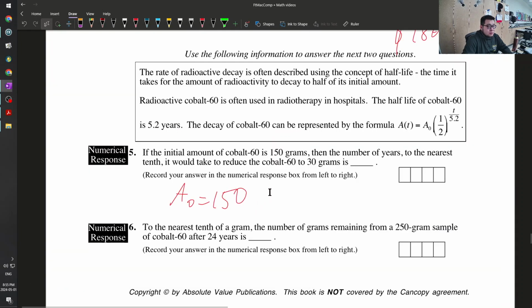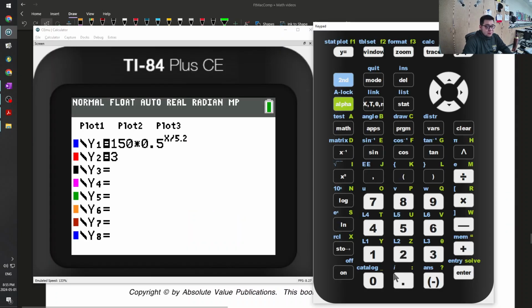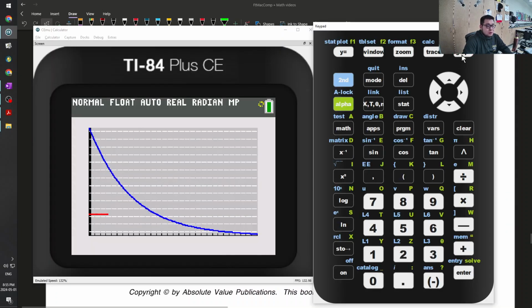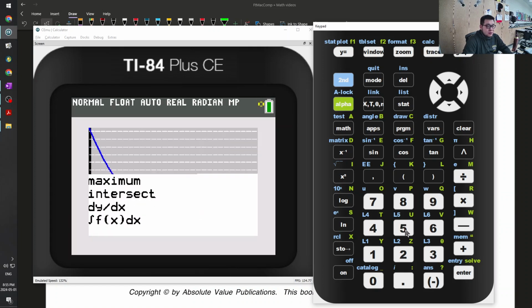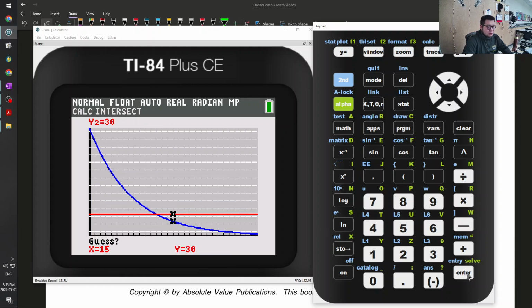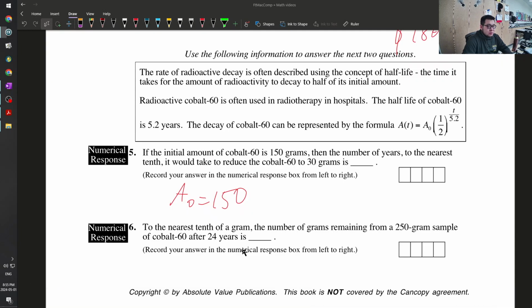Okay, not 20, 30, maybe 15 years. We'll see. I wanted to have 30 grams, so graph it. I want to find where that intersect is. Second calc, 5 for intersect. Enter. 12.07 years.